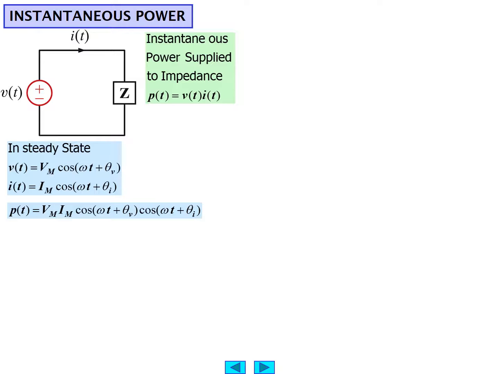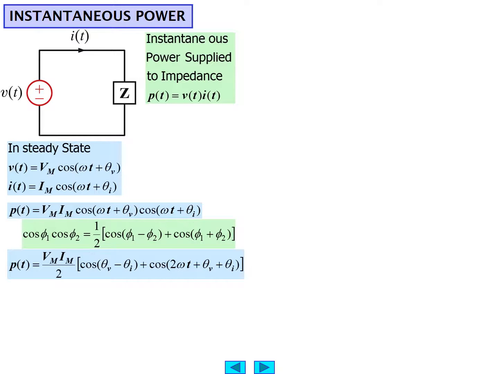The instantaneous power then is the product. p(t) is equal to V_m I_m cosine(omega t plus theta_v) times cosine(omega t plus theta_i). Now we know from trigonometric identities that cosine phi1 times cosine phi2 is equal to 1/2 the quantity cosine of the difference plus cosine of the sum. That is 1/2 the quantity cosine(phi1 minus phi2) plus cosine(phi1 plus phi2).